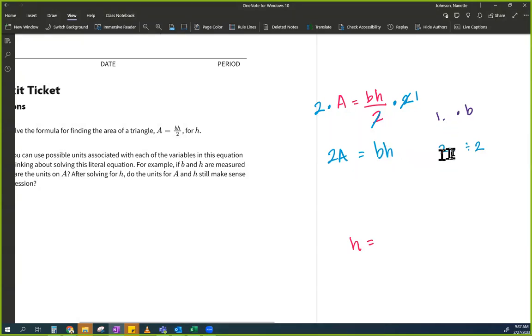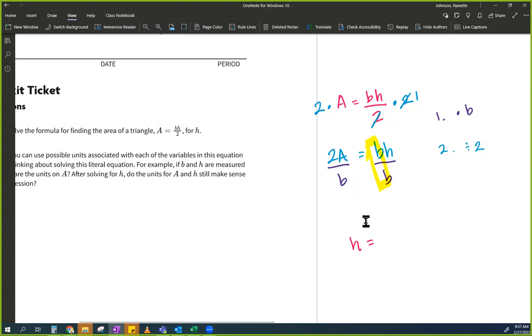Because I took care of this guy, now I'm going to take care of this guy. How do you get rid of multiply by B? How do you undo multiplication by B? Well, I divide by B. So I'm going to divide by B, and there's my answer. B divided by B, again, is just the number 1. I will draw a number 1 right here. So this is 1 times H. My answer is H, and I'm going to write that right below. And so I get H is equal to 2A over B.